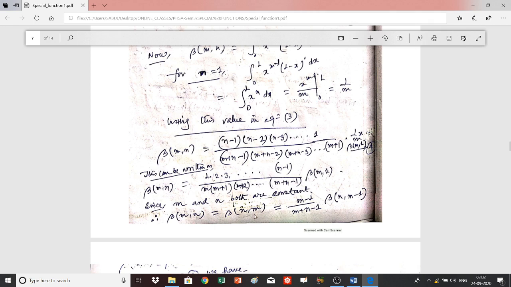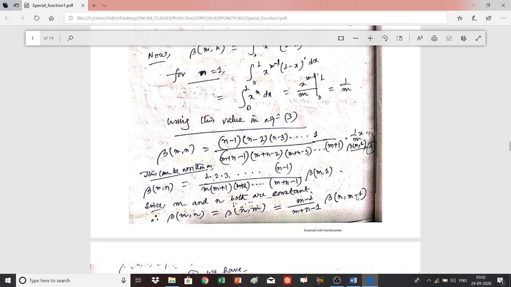Since you already are familiar with the symmetry property of a beta function, that is, m and n can be interchanged. So if you interchange m and n in this expression, that will give you beta(m,n) is equal to beta(n,m), that is equal to (m minus 1) by (m plus n minus 1) into beta(n, m minus 1).